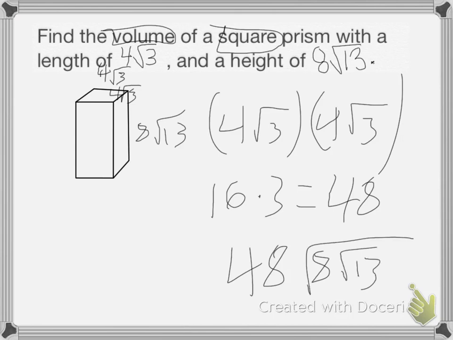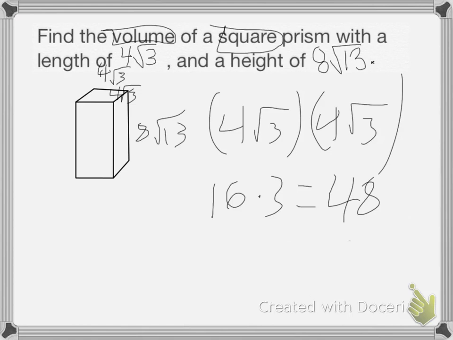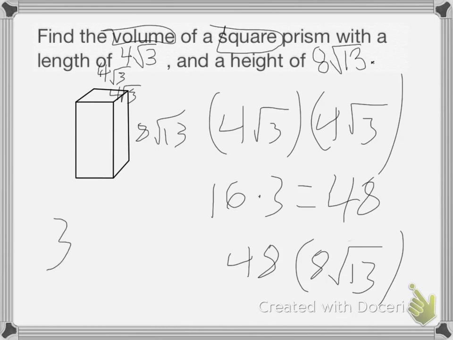And so now 48 times 8 square root of 13. So 48 times 8 is 384, and the square root of 13. And that's your volume.